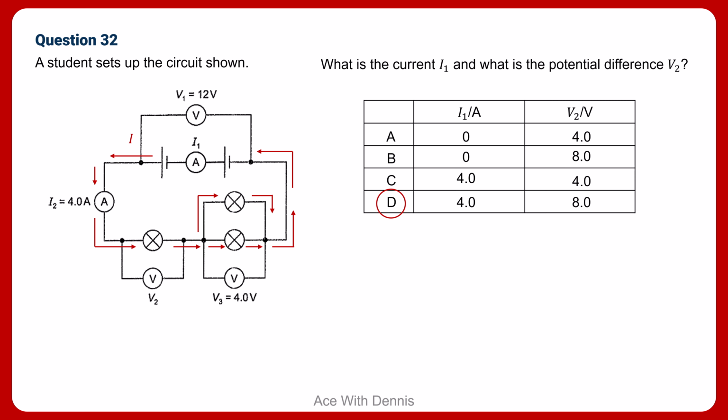Next, talk about the reading on V2. As you can see, the lamps are connected in series. This lamp and these two lamps connected in parallel, so we can calculate their equivalent resistance. Then they are connected in series. So that's why V2 plus V3 will be equal to V1. V3 is given 4 volts, V1 is 12, hence V2 will be 12 minus 4, which gives us 8 volts. Therefore, the answer is D. I1 is 4 amps, V2 is 8 volts.